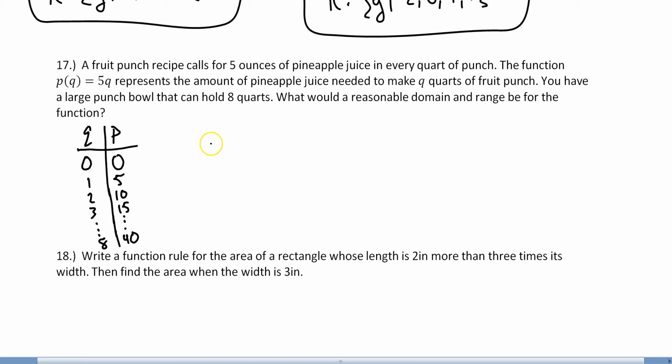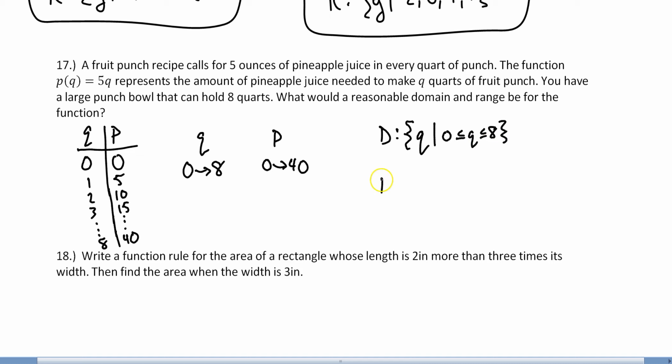And so when you think about this, yeah, I could make maybe 1.5 quarts and kind of divide the recipe. But I noticed that my q values essentially go from 0 all the way up to 8. All right? And my p values go from 0 all the way up to 40. And really that's all I could have because I'm restricted by the containers that are available to me. All right, and so as I write this, the domain for this one would be q such that q is greater than or equal to 0 and less than or equal to 8.